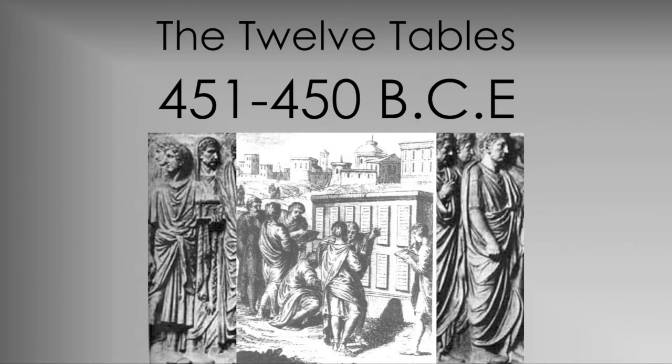This was caused by the fact that the tables essentially negated earlier strides towards equality between the different classes, and also banned intermarriage between patricians and plebeians.